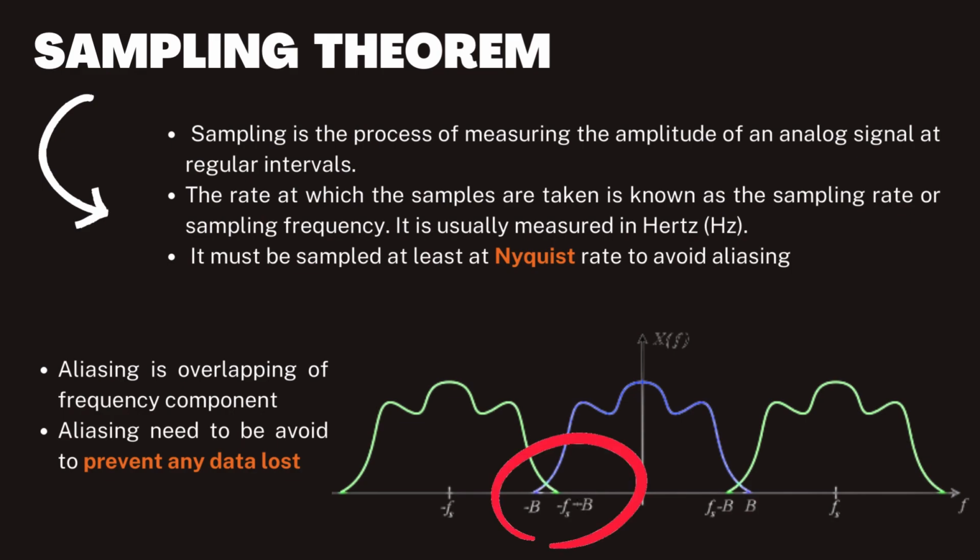Aliasing is overlapping of frequency components. Aliasing needs to be avoided to prevent any data loss. As you can see, the sampling frequency of the modulated signal is smaller than the Nyquist rate because the frequency of the modulating signal and sampled signal overlap.